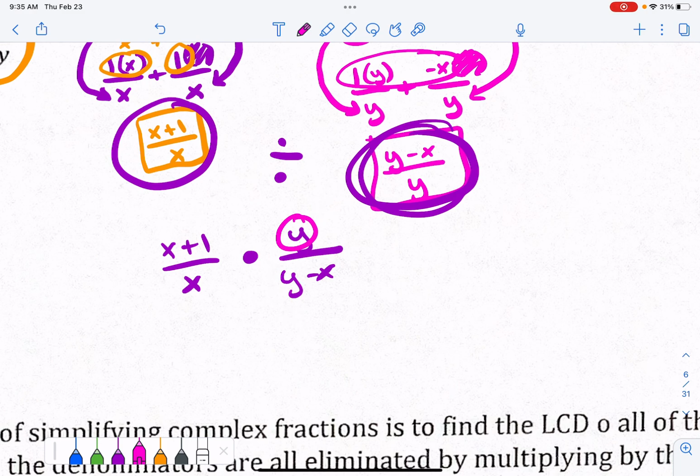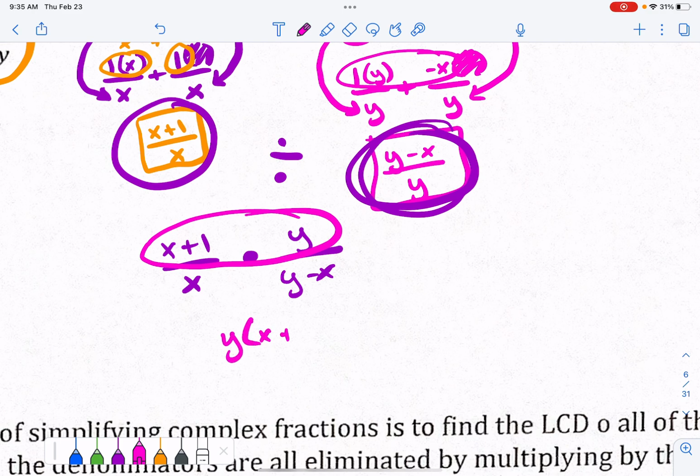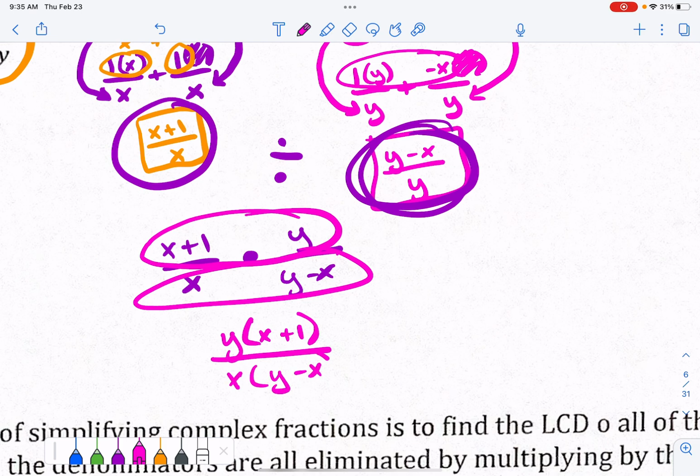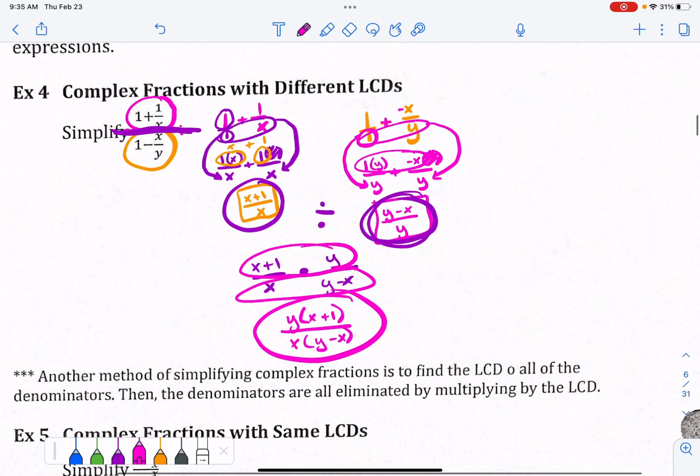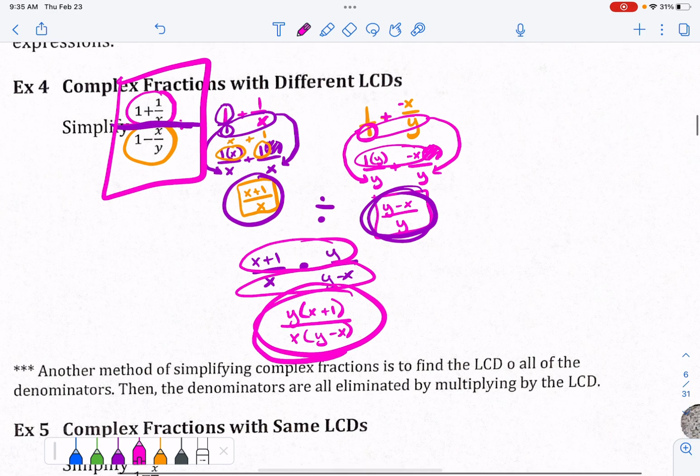So what do we do? What do we do when we're multiplying? If I do this, and I'm multiplying, I can just call that y times x plus 1. Or you can distribute the y through if you want. I'm just going to leave it like that. This bottom will be x times y minus x. And that's it. Okay, that's what it will look like when you combine them all together. So it still looks kind of ugly, but it looks a little bit better than what we started with, right? We started with a lot of stuff. Here is just one fraction bar.